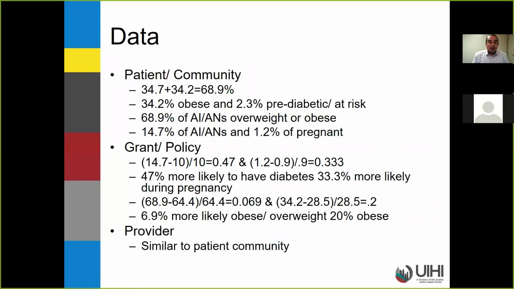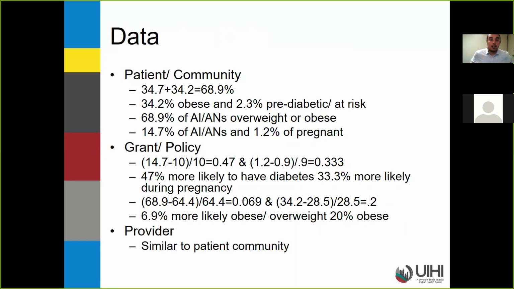So one of the transformations that we could potentially make when presenting this data to patient and community populations is taking the overweight and obese categories and adding them. The subtle differences between the two groups may not necessarily be as important when presenting the information to these groups. Additionally, it may create more of an impact to say 68.9% of AIANs are either overweight or obese. That number may carry a different weight than if we were to say 34.7% were overweight, 34.2% were obese.